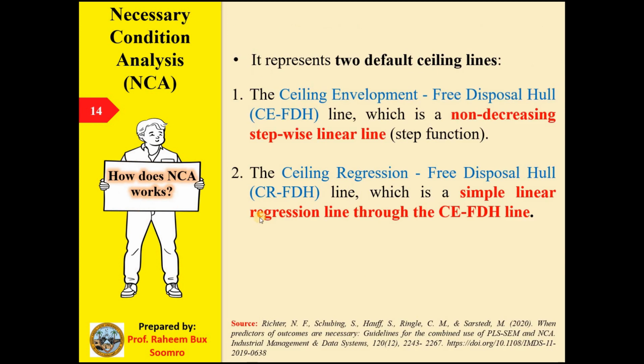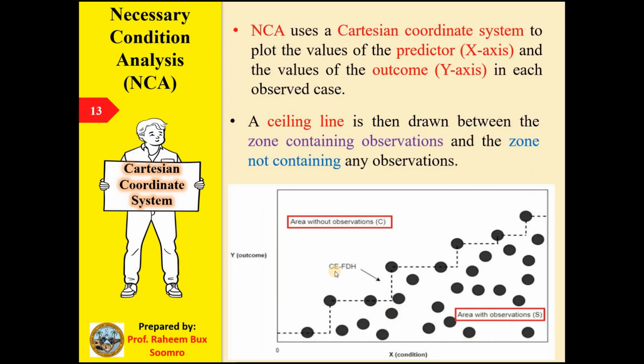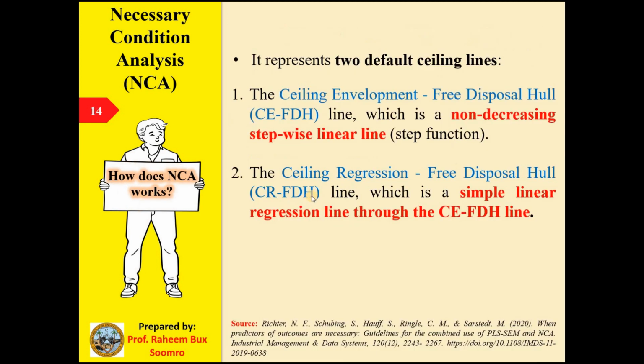So now there are two defined lines. The first one is the ceiling envelopment free disposable hull line. This is our hull line. And another line is the ceiling regression free disposable hull, CR-FDH, which is a simple linear regression line through the CE-FDH line. So now two lines are there, CE-FDH and CR-FDH.